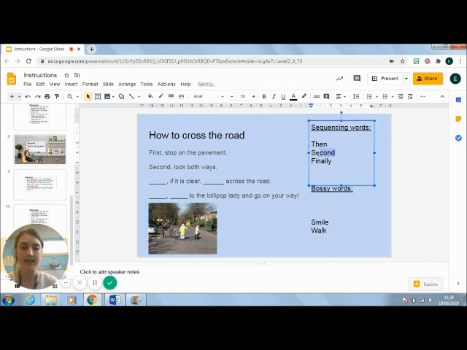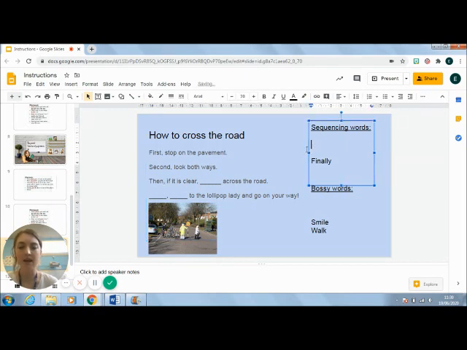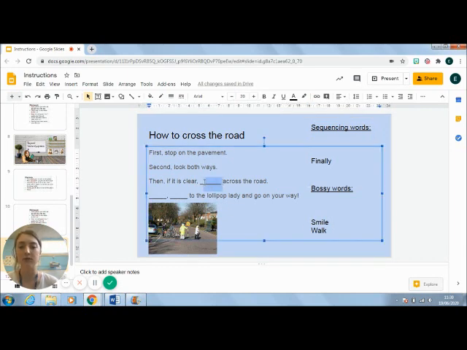Okay, now I need my next sequencing word. So I've now got two left. I've got then and finally. And we know finally must come last. So the answer must be then. So it says then, if it is clear, something across the road. Then if it is clear, smile across the road? Well, I could, but it's not going to help me get to the other side. Then if it is clear, walk across the road. That makes more sense, doesn't it? Because that's what I'm trying to do, get to the other side.